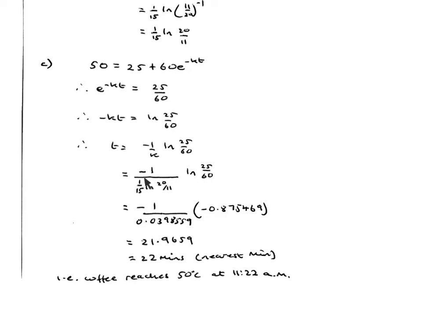Now personally I don't like to put this whole expression into the calculator in one go, I prefer to do it bit by bit in case there are any expensive errors. So I've worked out this, I've worked out that, then divide, the two minuses cancel out. It's 22 minutes, it says to the nearest minute. It does ask for the time, so the time is at 11:22. And that's question 2 done.